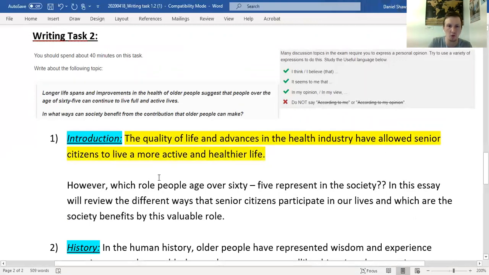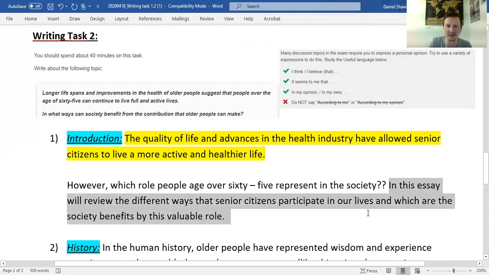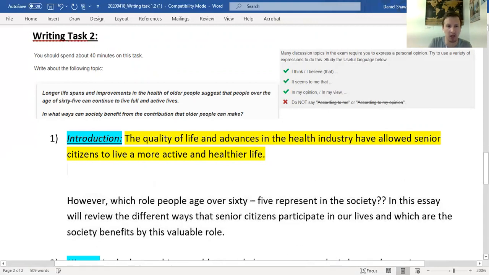Next: "However, which role people age over 65 represent in the society? In this essay, we'll review the different ways that senior citizens participate in our lives and which are the society benefits by this valuable role." So this is very wordy, as in there's too much here, it's not clear, it's not simple.